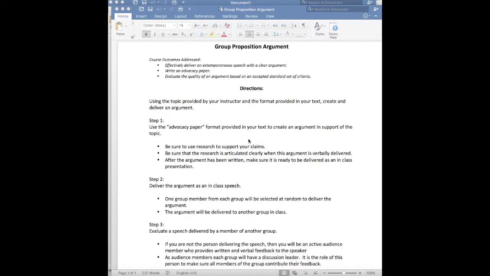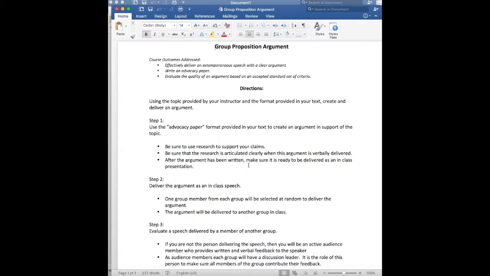Okay. We are working on the group proposition argument assignment. You can read this yourself, but what I'd like to do now is go over and highlight some of the things that you're going to be using from your text and make sure that you understand really what I'm looking for. Again, this is going to be something that you will be creating as a presentation with your group. This will be delivered as an individual, and the goal here is to get you really familiar with creating policy cases. So arguments that are structured around a claim of policy.